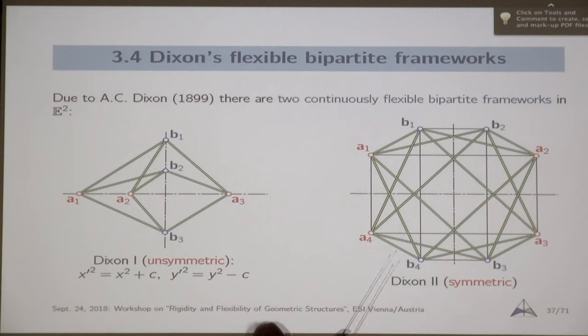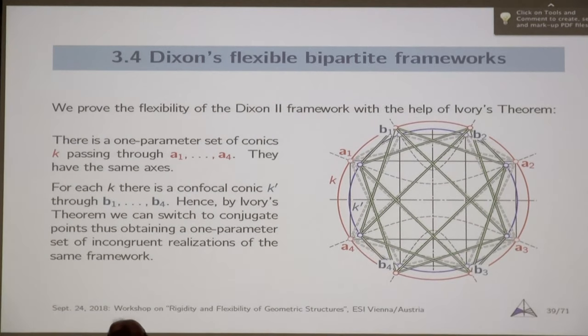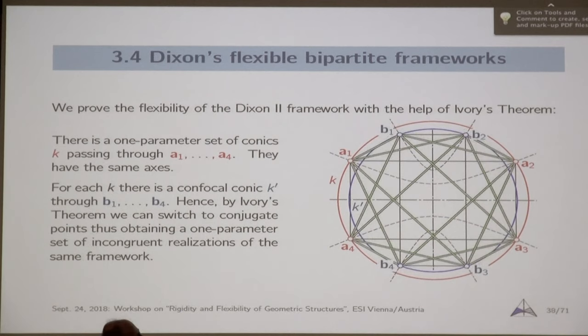And the other one is if we have, say, a rectangle of the red points and another rectangle of the blue points, and they have the same axis of symmetry, then this is also flexible. And this can be explained with Ivory's theorem, because we can find confocal conics, one through the red points, a confocal one to the blue point, and then we can switch: the red point goes in and the blue point goes out, and this shows the continuous flexibility, because if we have a rectangle, there is a one parameter set of blue conics passing through, and we always find one confocal one.